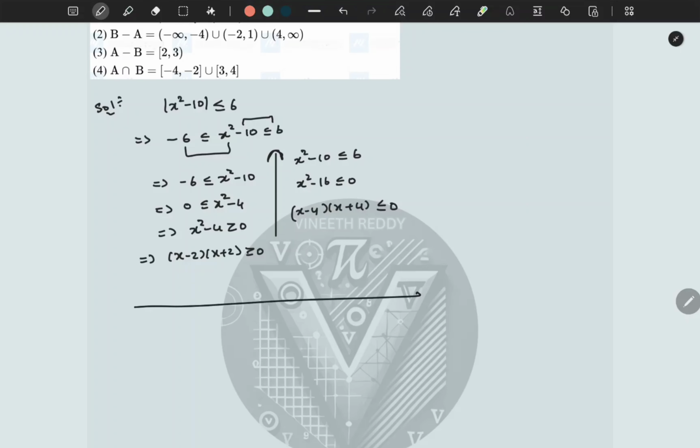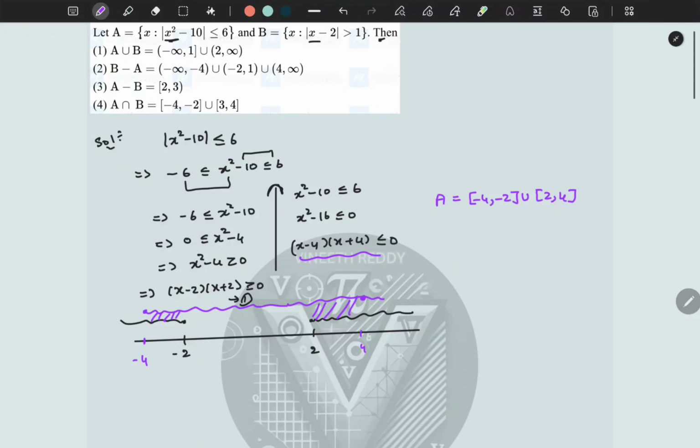So the intersection of this: minus 2 is somewhere here, 2 is somewhere here. On one side, inequality 1 is telling us x should be greater than or equal to 2 or less than or equal to minus 2, and on the other side, this is telling us that x should belong from minus 4 to 4, with equality. So what is the common region? The common region is this. That means set A will be minus 4 to minus 2 union 2 to 4. I hope you understood this point.